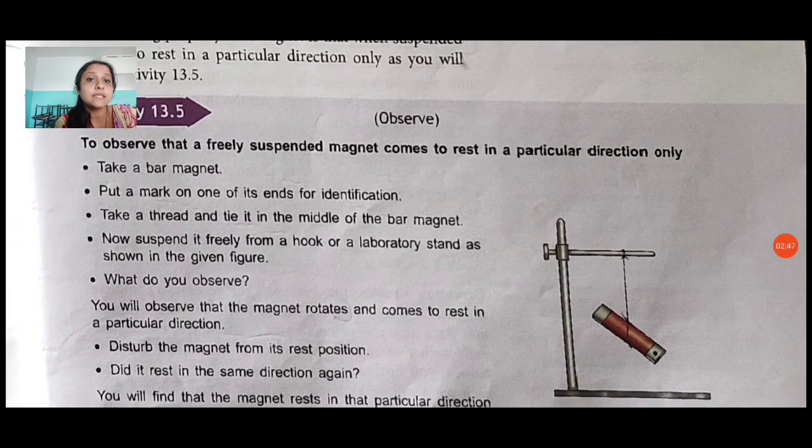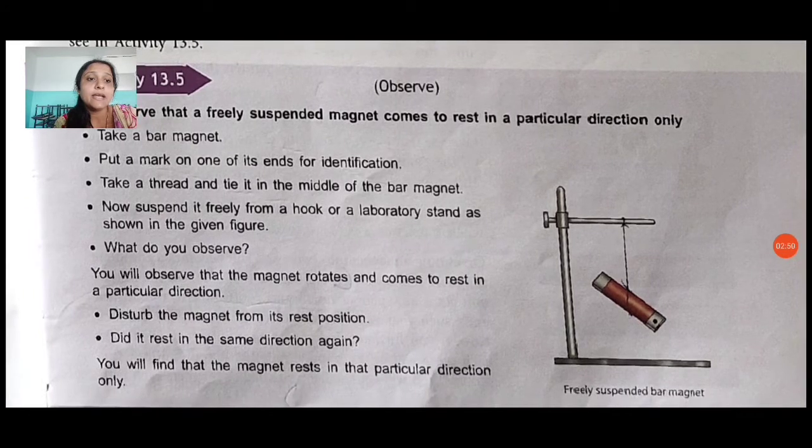Put a mark on one side of its end for identification. Take a thread and tie it in the middle of the bar magnet. You can see in the figure they tie the magnet in the middle. Now suspend it freely from a hook or a laboratory stand as shown in the given figure. They tie the thread to the magnet and hang it on the stand. What do you observe? You will observe that the magnet rotates and comes to rest in a particular direction.